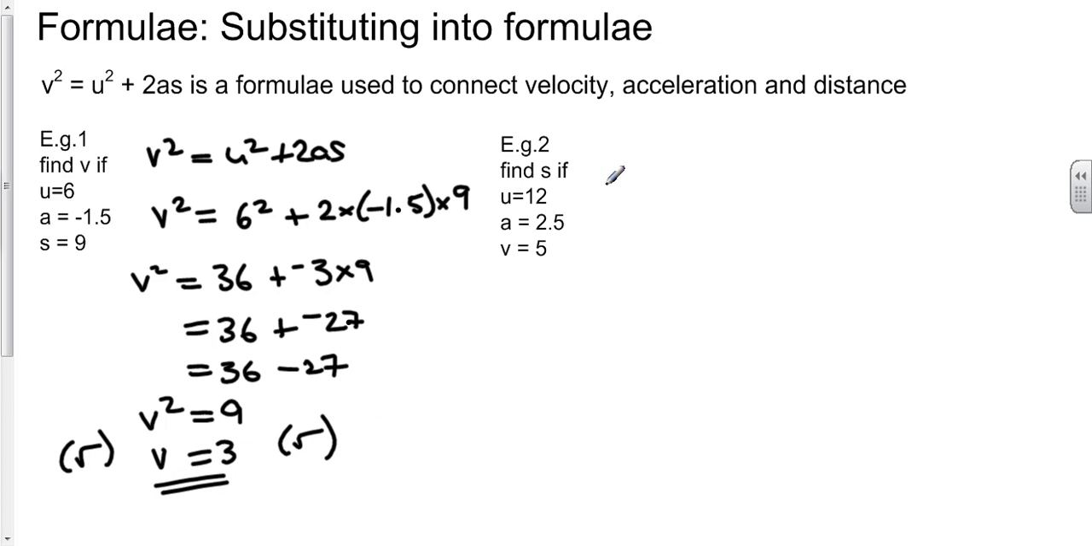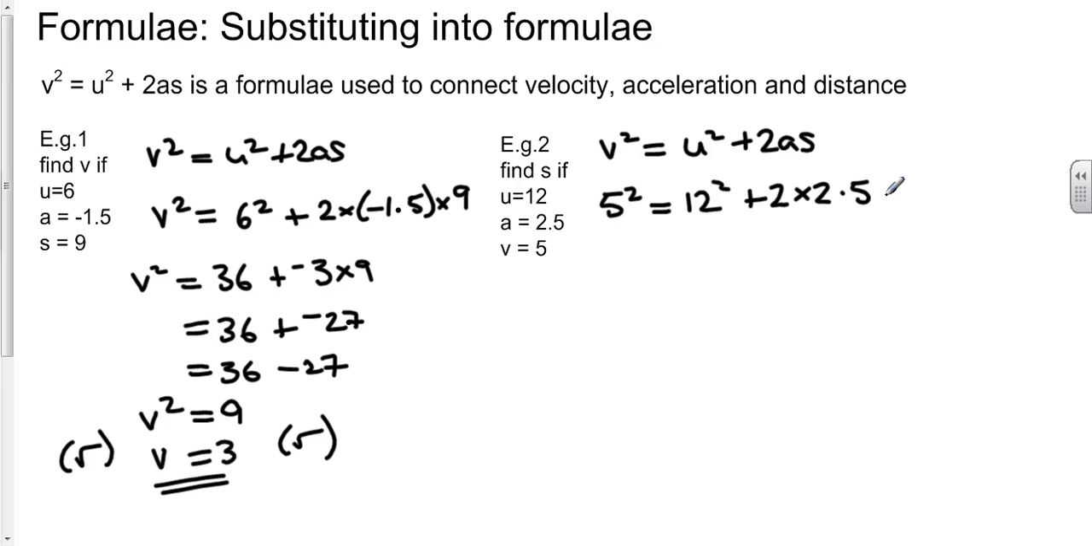Moving on to the second example, we do the same process again. V squared equals u squared plus 2as is our formula. On this occasion we do know v, so we put 5 squared equals 12 squared plus 2 times 2.5 times, well, we don't know what s is, so we're going to leave it as s. So we've got 25 equals 144 plus 2 times 2.5 is 5, and that's times by s.